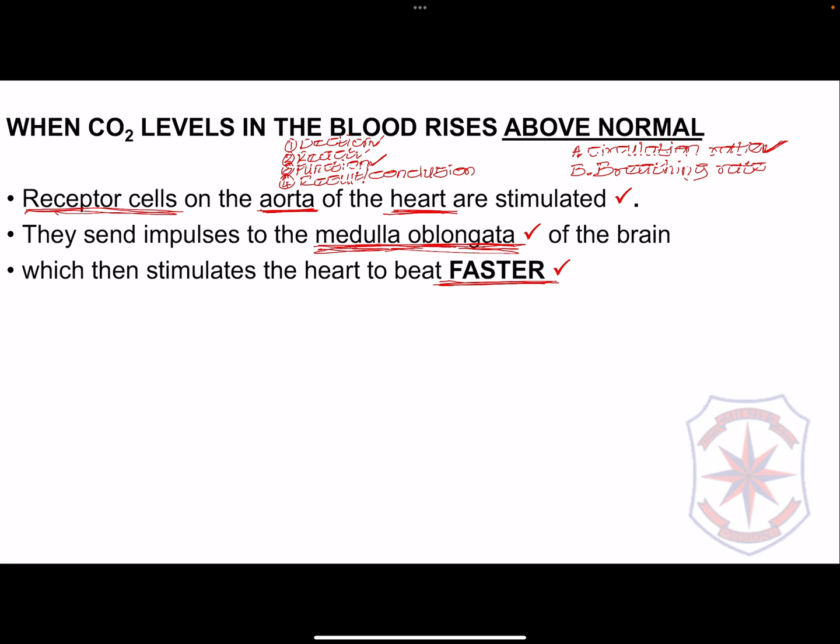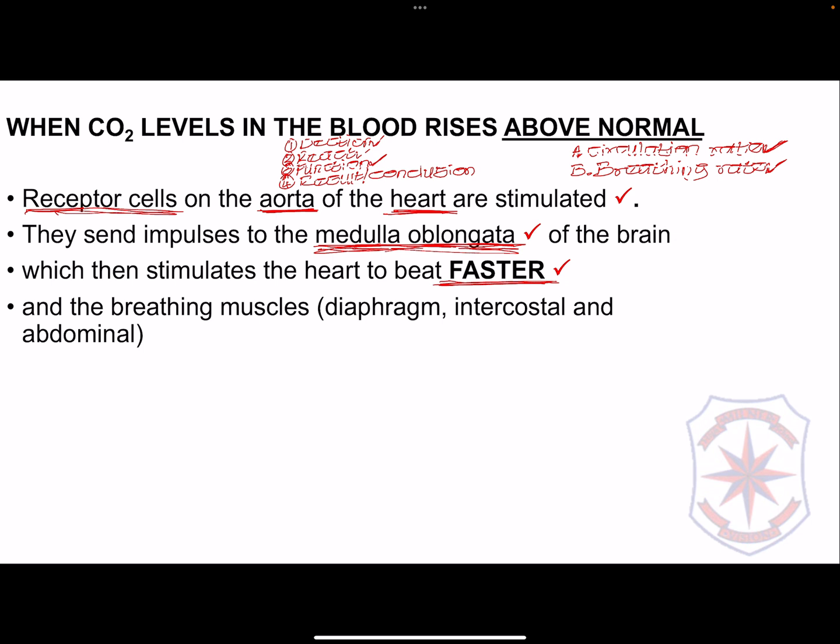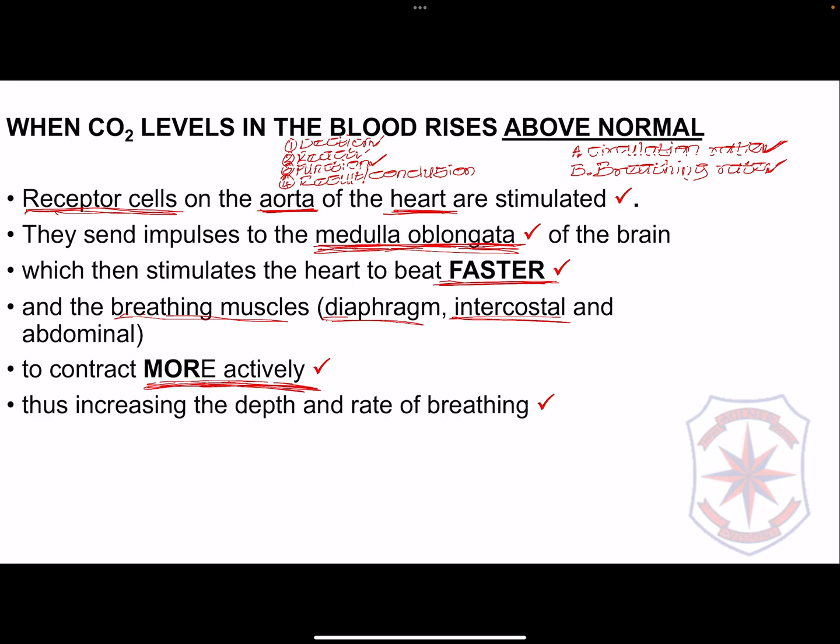Now we must describe the breathing rate. So the medulla oblongata also sends an impulse to the breathing muscles. These are the diaphragm muscles and the intercostal muscles. Okay? To do what? To contract more actively. When they contract more actively, what does that entail? Thus increasing the depth, how deep, and the rate, how fast you breathe.